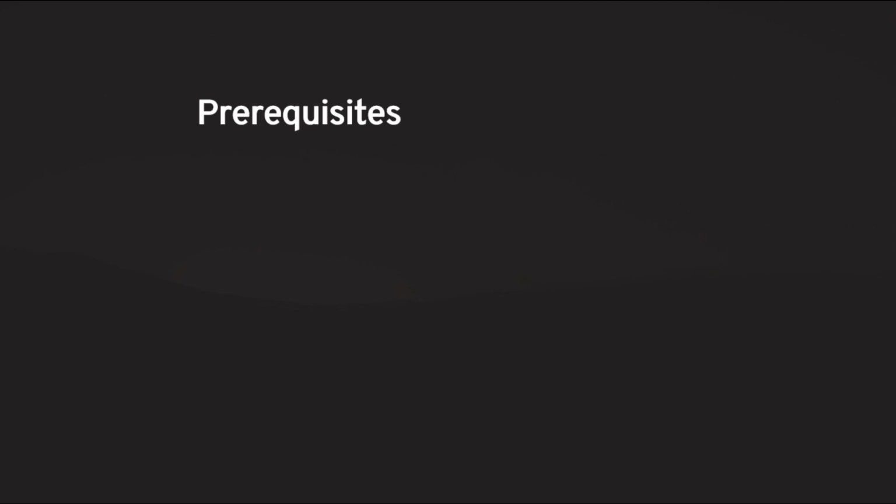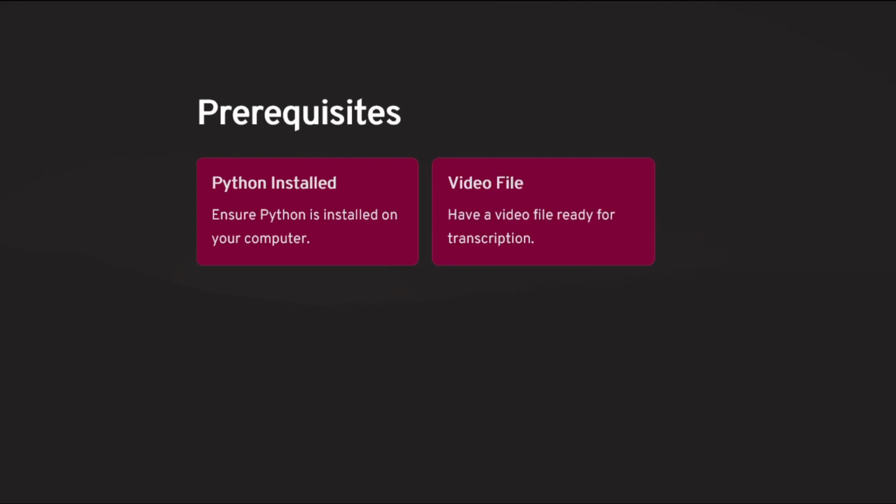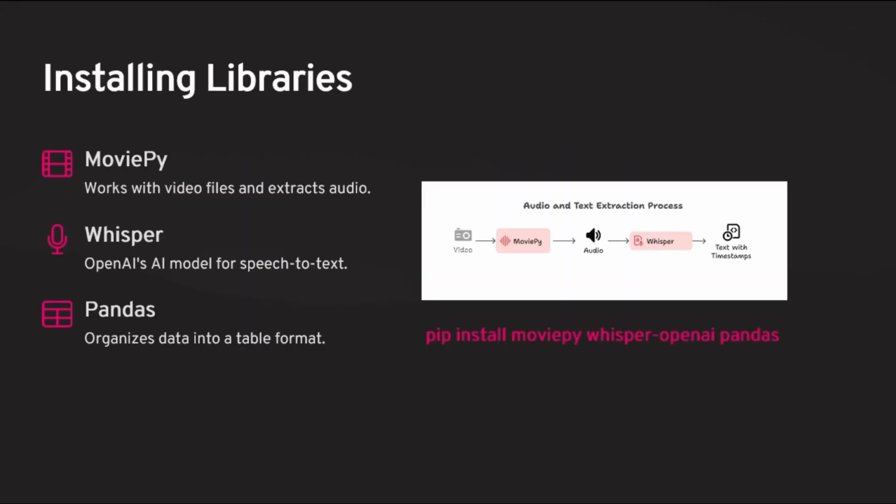Before starting coding, make sure you have the following: Python installed on your computer, a video file that you want to transcribe, and a basic understanding of Python. First, we need to install some libraries. To do that, open your command prompt or terminal and type pip install MoviePy Whisper OpenAI Pandas.